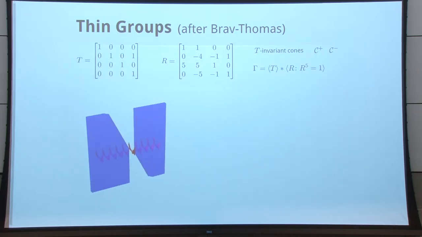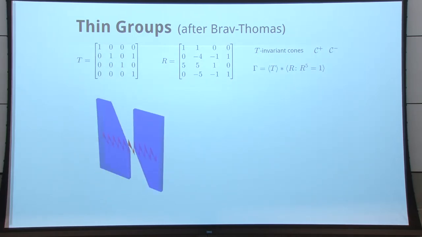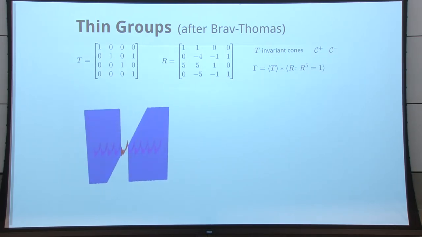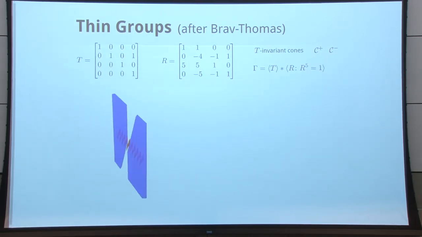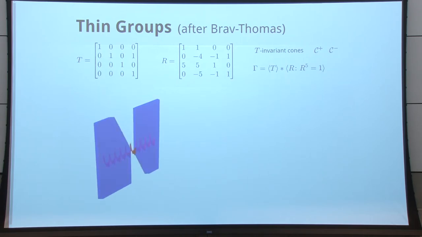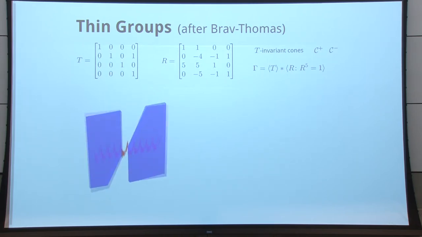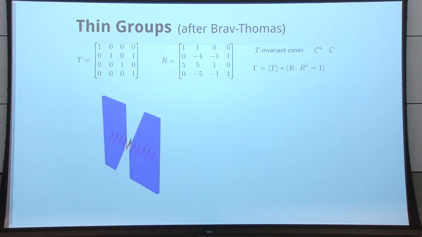Now, if you apply R five times to these cones, you get 10 cones that become very, very small and connect these other two cones. And if you apply T again and come back, you map those cones inside, and so you get a nice limit set this way.